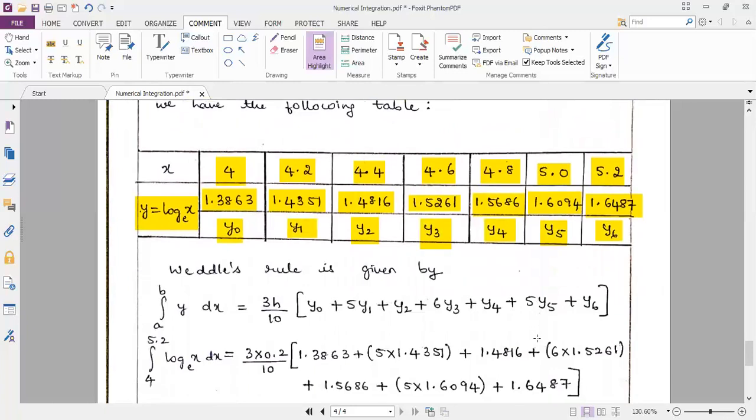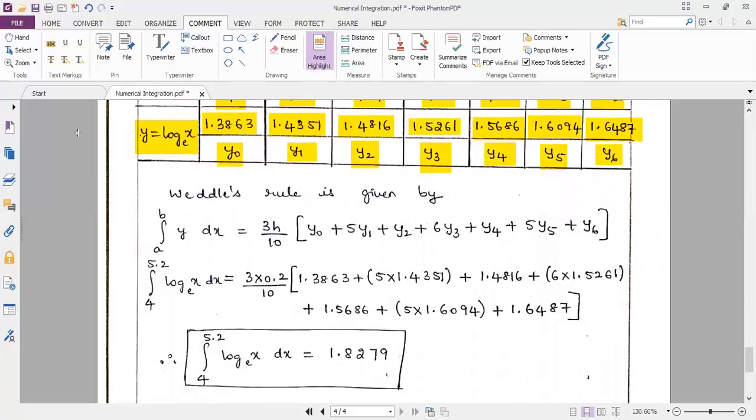Now Weddle's rule is given by integral a to b y dx is equal to 3h divided by 10 into y0 plus 5y1 plus y2 plus 6y3 plus y4 plus 5y5 plus y6. h value here is 0.2. Substituting each of these ordinates, we obtain an approximate value of the given integral 4 to 5.2 log x to the base e dx as 1.8279. Thank you.